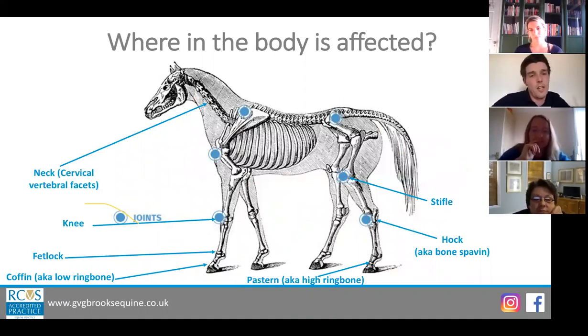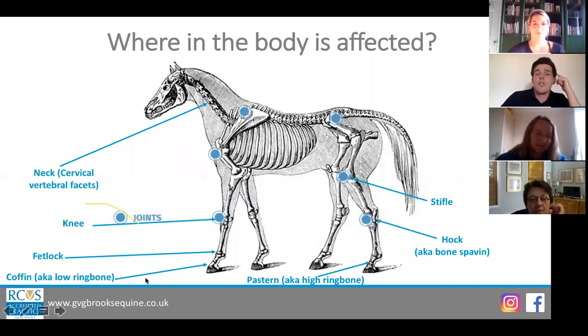I pinched this picture, so the blue spots don't really mean very much, but my labels and arrows are the joints where we most commonly see osteoarthritis. In horses that I treat, the more common sites for arthritis are the coffin joint, which in old horsey speak is known as low ring bone. The pastern joint, I see quite commonly, and that's also known as high ring bone. The hocks can be affected too, pretty commonly, which is known as bone spavin, and then the stifles too.